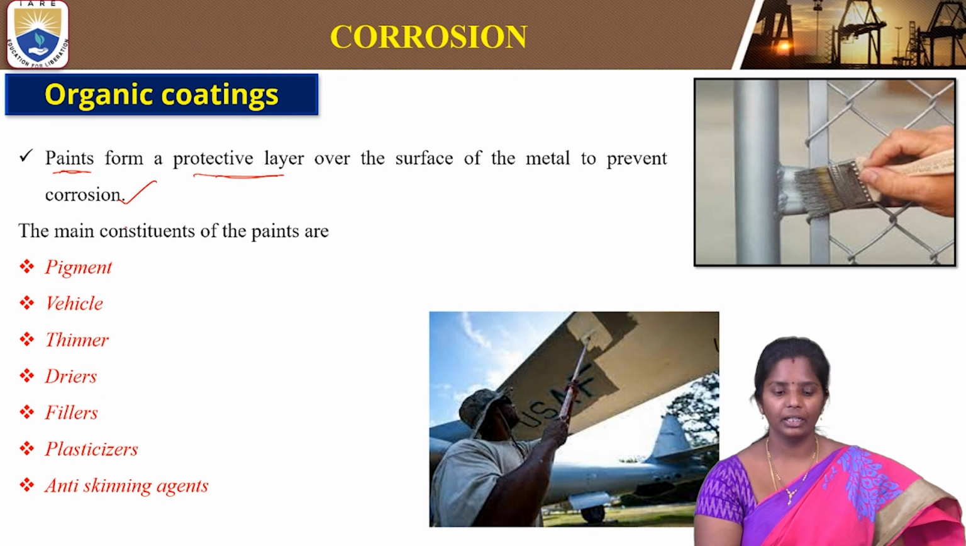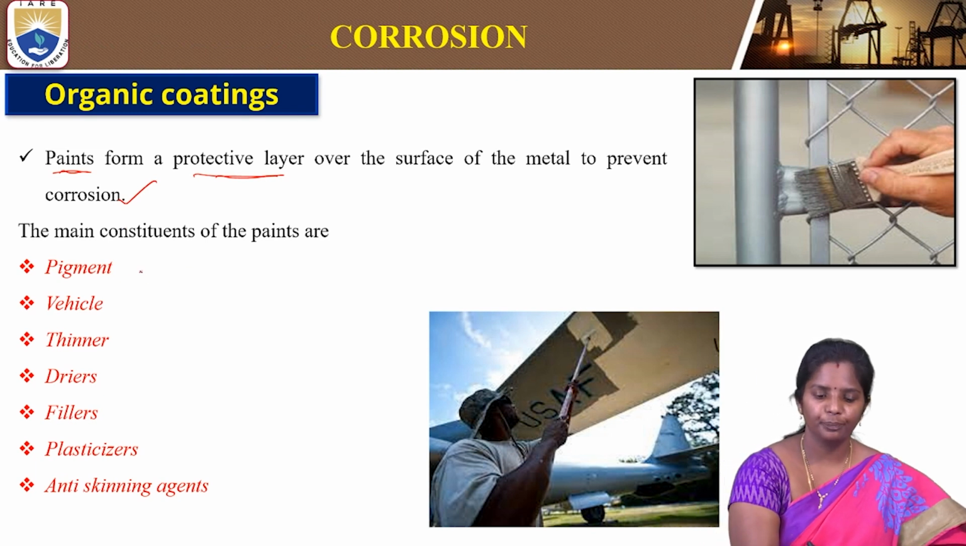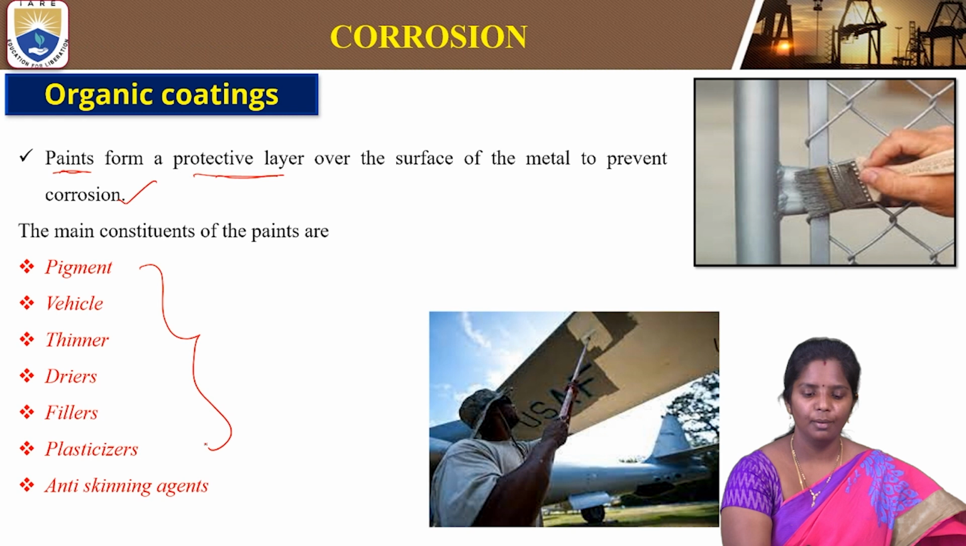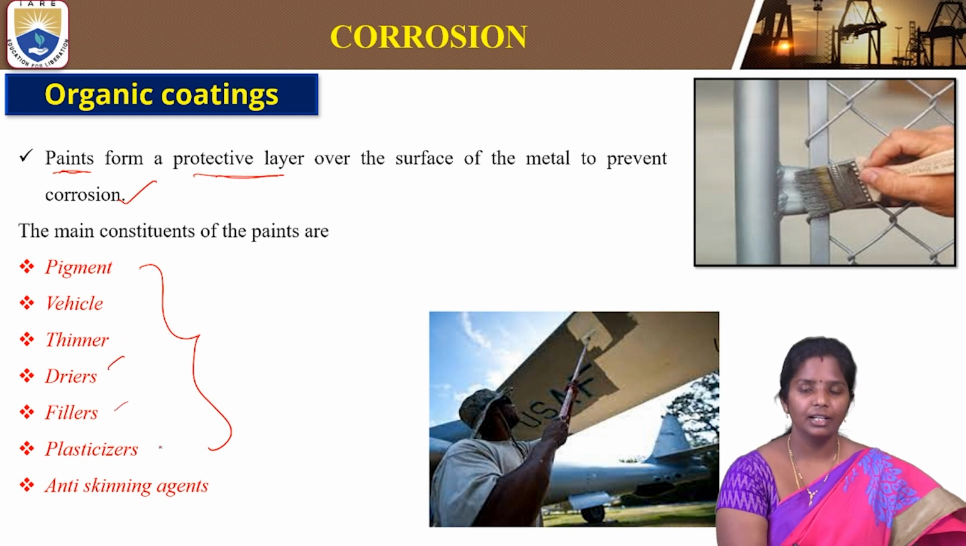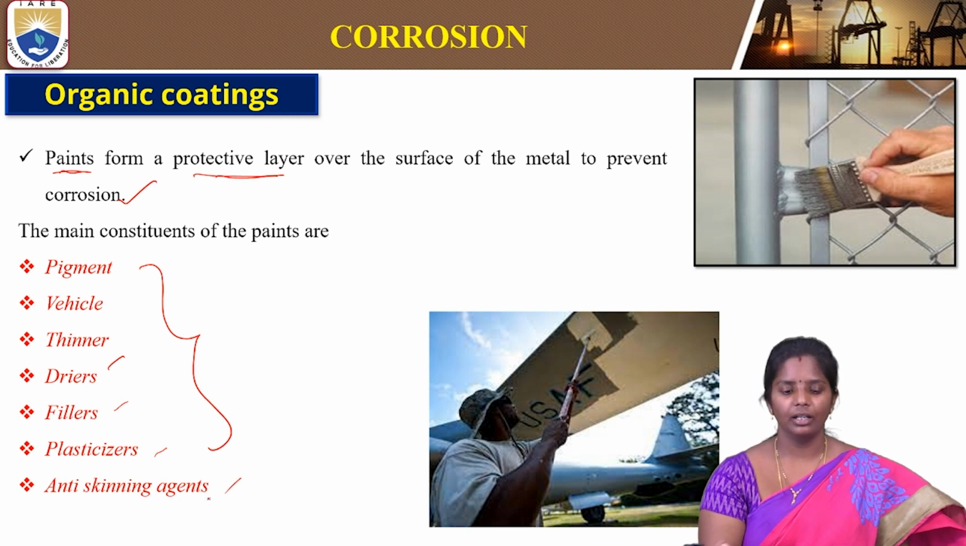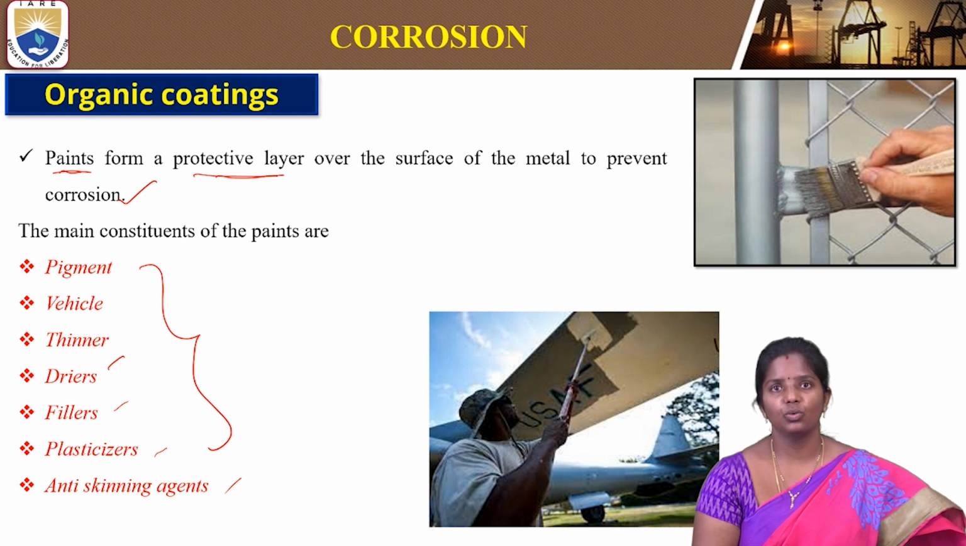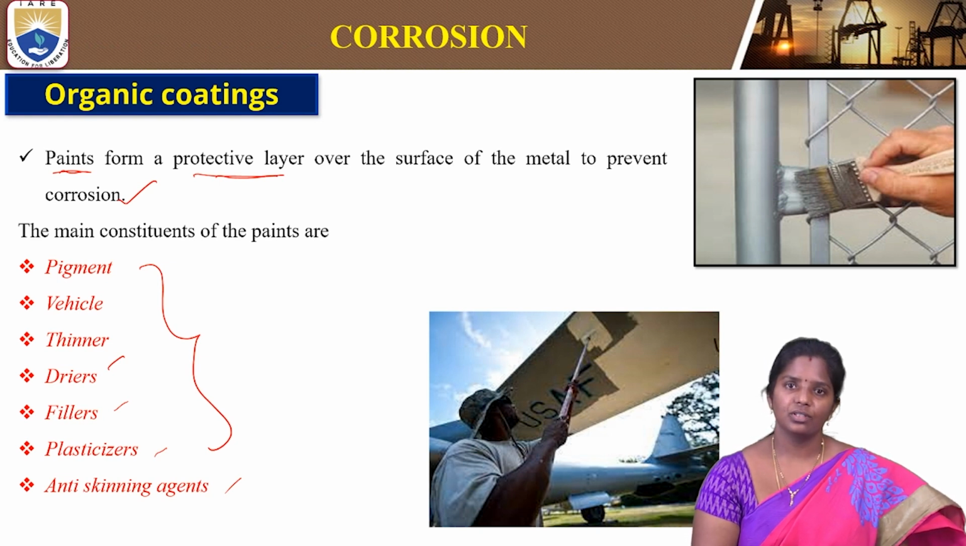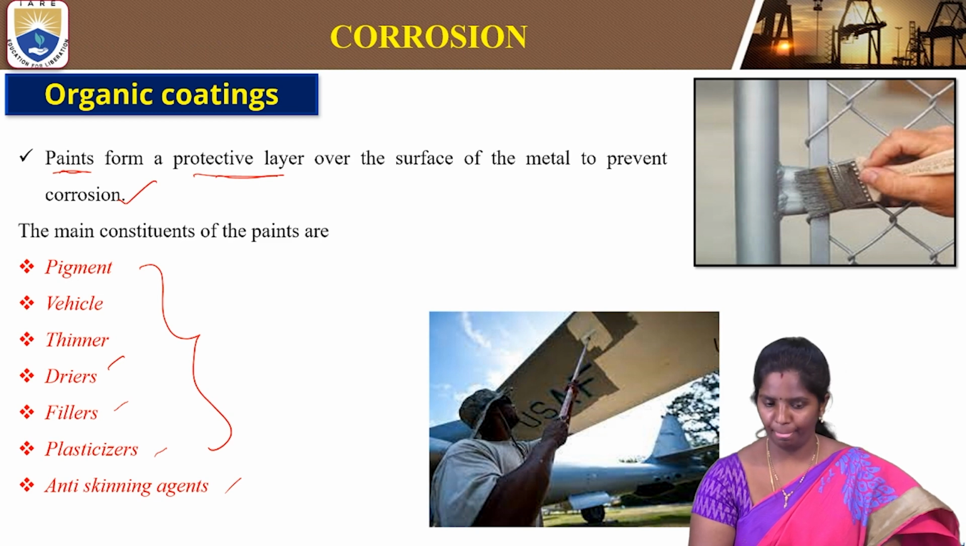So what does a paint contain? These are some of the constituents of paints: pigment, vehicle, thinner, dryer, filler, plasticizers and anti-skinning agents. We will see in detail, one by one, what these are and why they are used in the paints used for coating the metal.